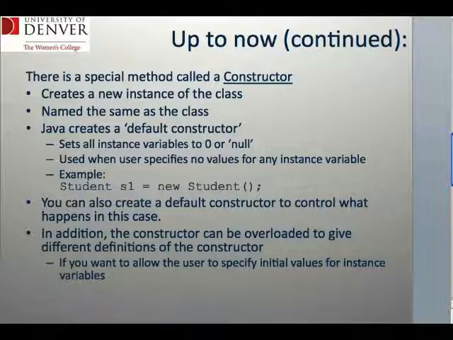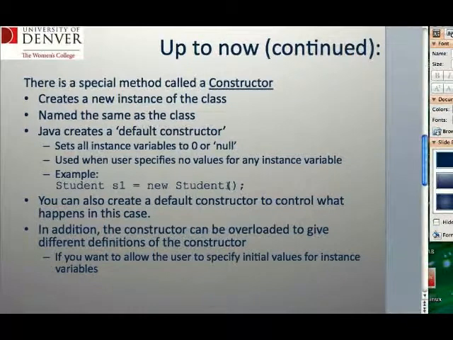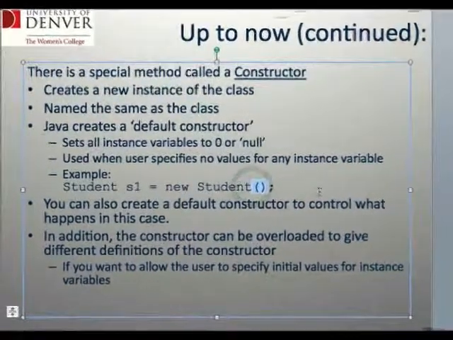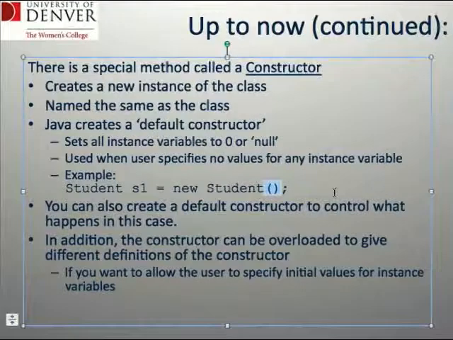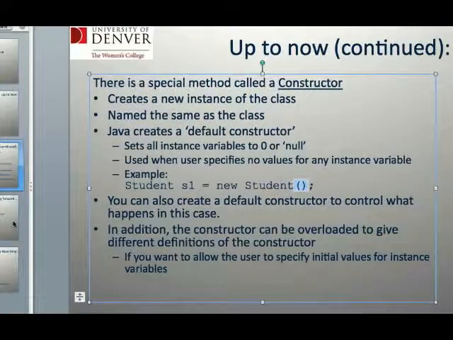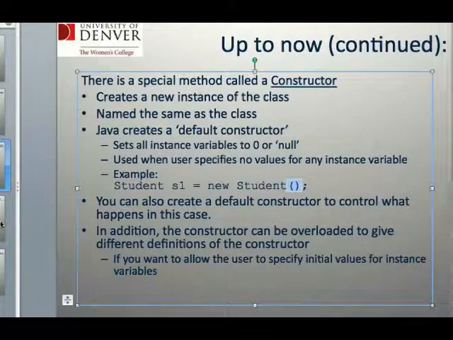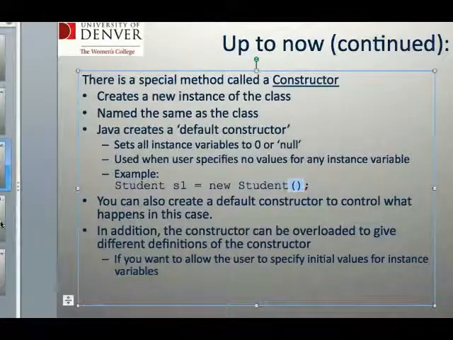So in addition to the default constructor, you can overload the constructor by creating other definitions of it in which you choose to specify initial values for variables. So in this case, you would have, in this position right here, in the parentheses, passed parameters, which are providing data values that you want for the instance variables that are in the class. So that's about a constructor, constructing a new object of the class.